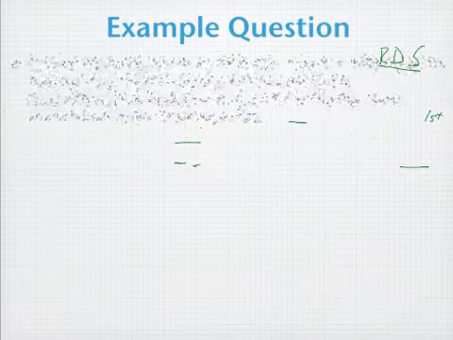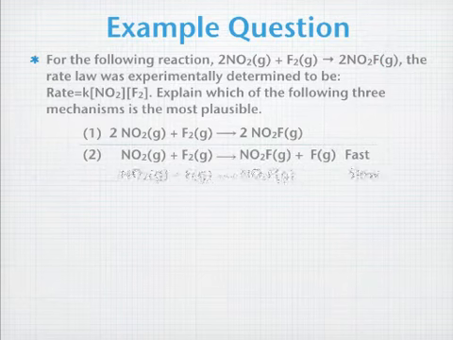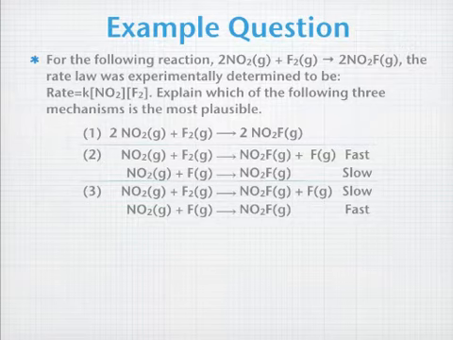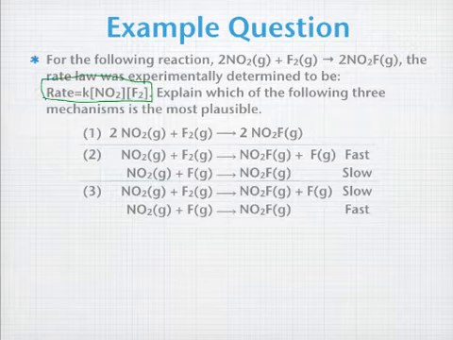The typical kind of question that you would get for this, let me get rid of those, would give you several possible mechanisms for an overall reaction and either give you the rate law, as I've done here. Here's the rate law for this reaction, or it could also give you one specific mechanism and ask you to determine what the rate law would be. And so what you have to do is take a look at the various mechanisms and try to determine which one of them matches or can give us that particular rate law.